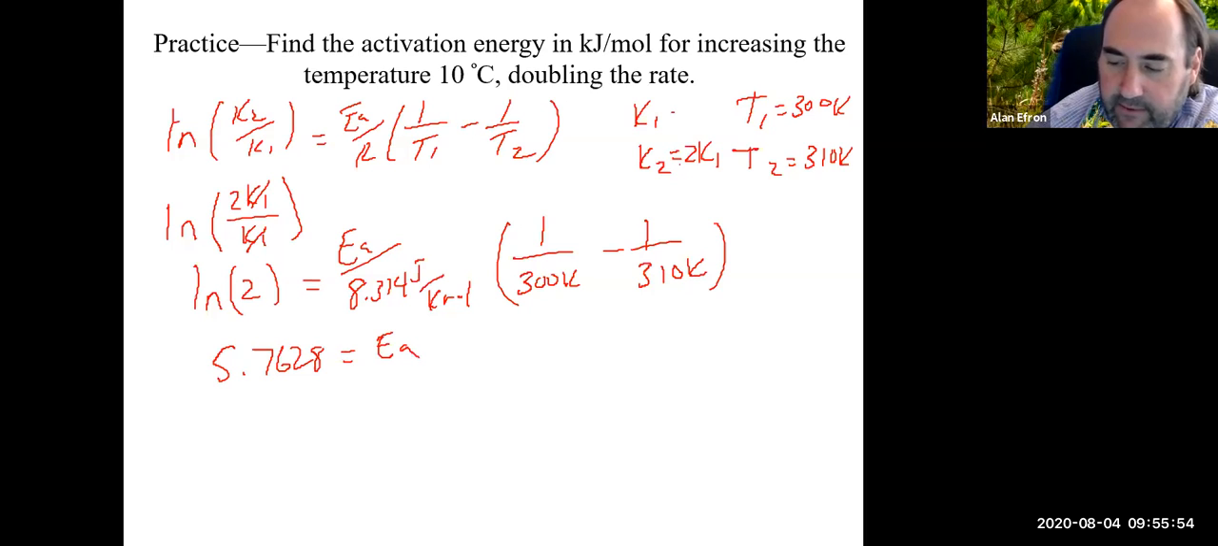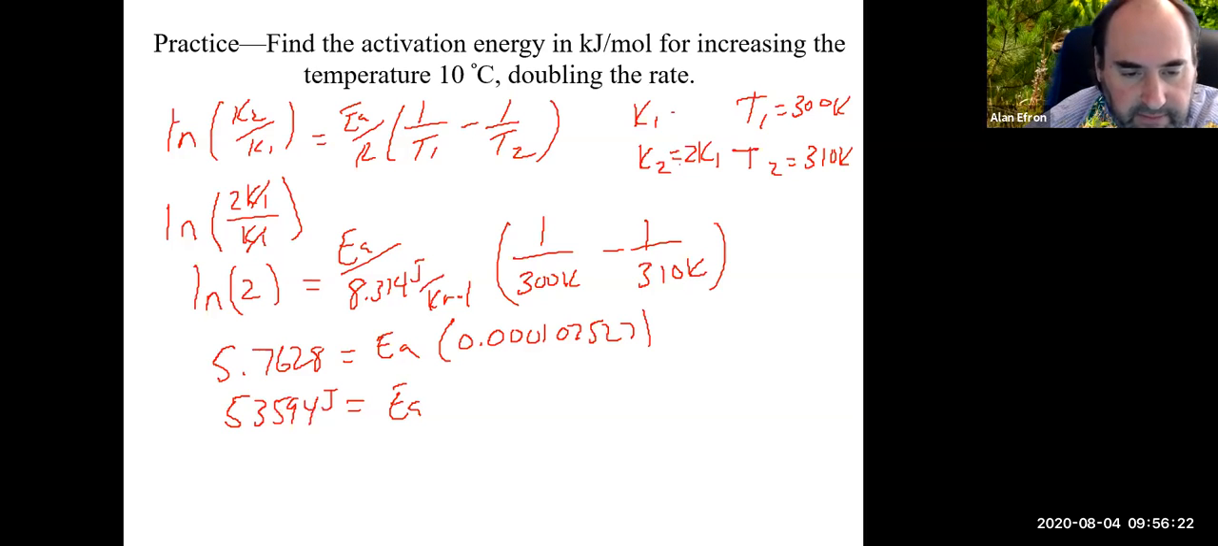If we clean up what's in the parentheses, 1 divided by 300 minus 1 divided by 310 gives us something like 0.00010757. We divide that to the other side, and that gives us an Ea of 53594. These are joules, based off of the gas constant. If we convert that into kilojoules, which is typically what our activation energy is, we end up with something like 53.6 kilojoules per mole.